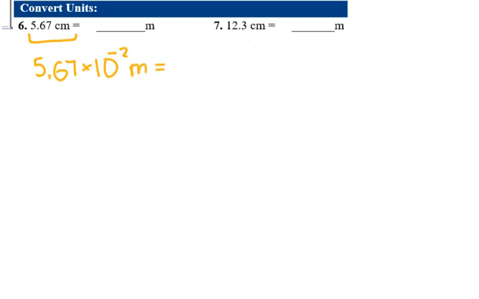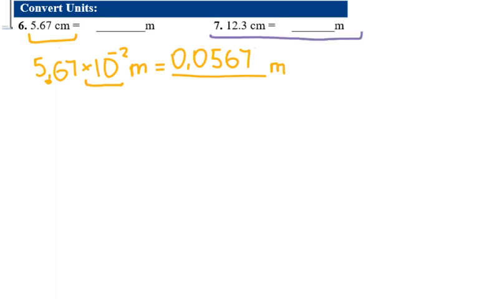And what I want to do is to convert this number into meters alone. So this negative 2 will move my decimal to the left 2 positions. So I have 0.0567 meters. And let's look at the next example. It's 12.3 centimeters. So I'm going to rewrite this question as 12.3. Instead of centi, I'm going to write 10^-2 meters.